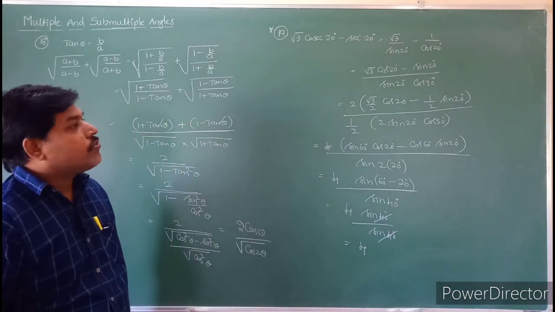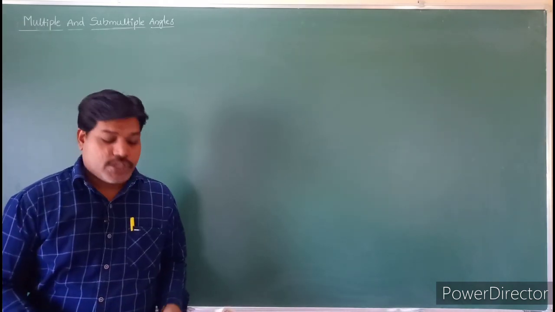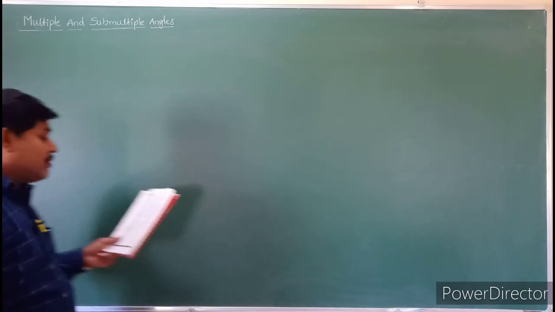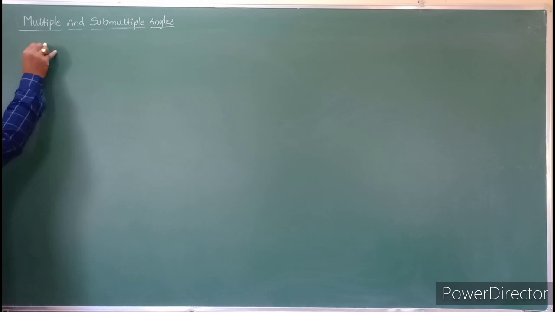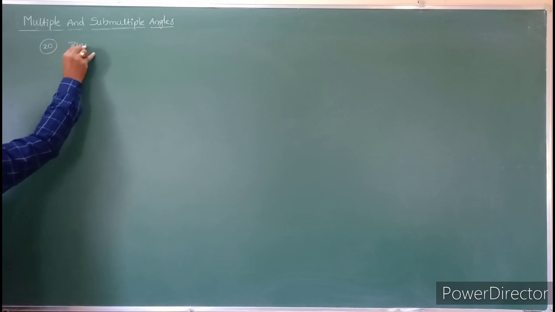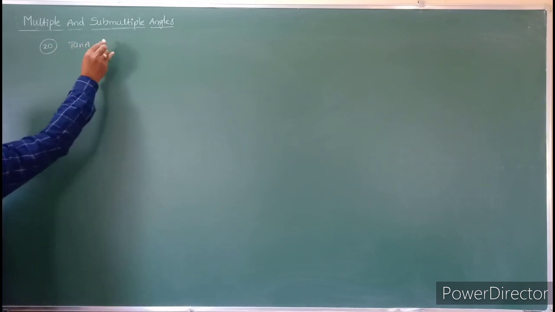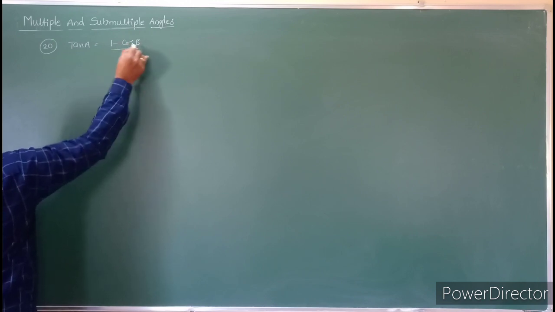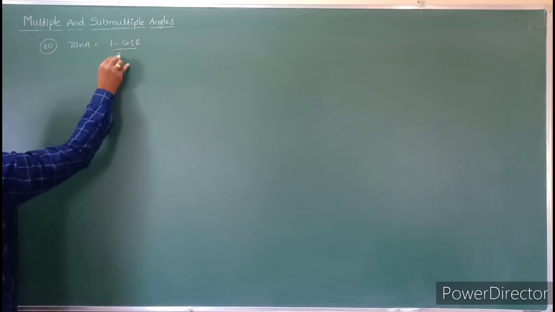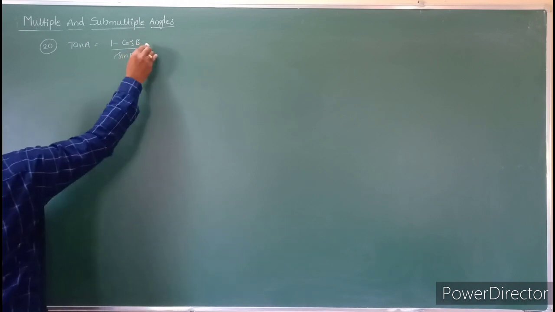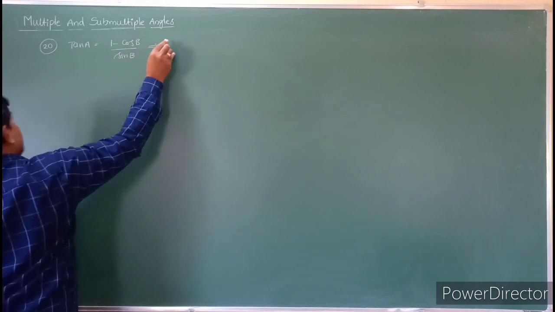So see that question, students. See the next question, question number 20. So what is question number 20? See that question, students. tan A is equal to 1 minus cos B by sin B, 1 minus cos B by sin B. So that implies tan 2A minus tan B.